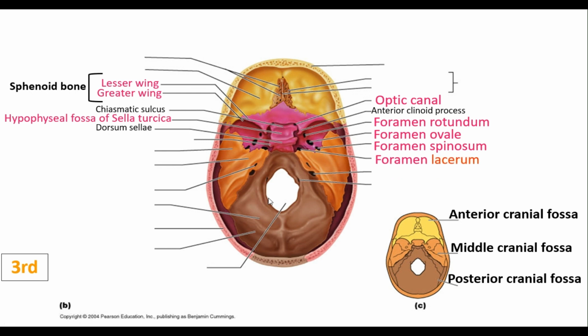This right here is the foramen lacerum. We have two bones that make the foramen lacerum. First, the sphenoid, and the second is the temporal bone.